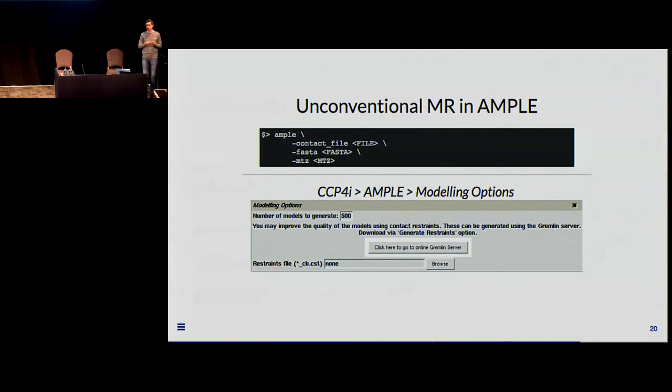And these restraints files are not necessarily contact files as I've been describing them so far, but rather already converted formats specifically for Rosetta modeling. But if you use the Gremlin server, where the link is also in the interface, it will produce those restraints for you that you can just paste in here if you want to use AMPLE with contact predictions.